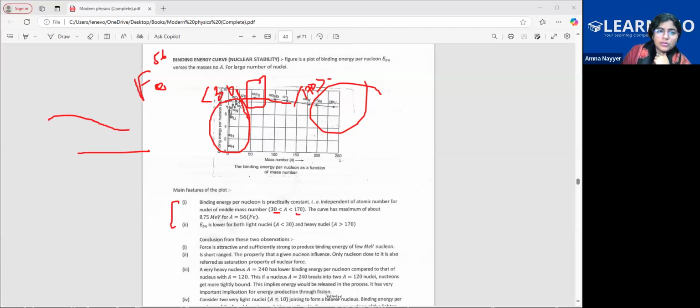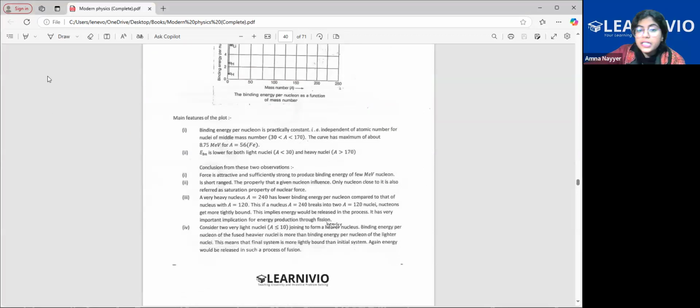So what all conclusions can we say about the graph? Binding energy per nucleon is practically constant, that is independent of atomic number, for nuclei of middle mass number. These are the two conclusions. Coming to the conclusions from these two observations: the force is attractive and sufficiently strong to produce binding energy of a few mega electron volts per nucleon.